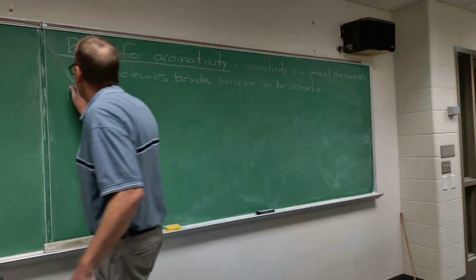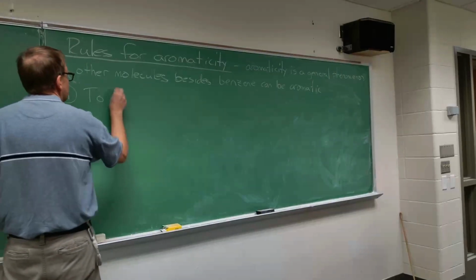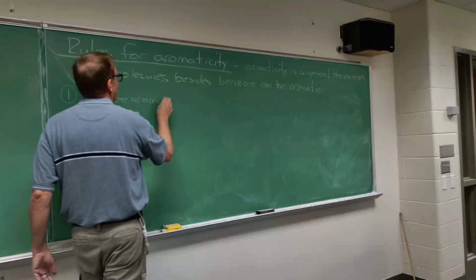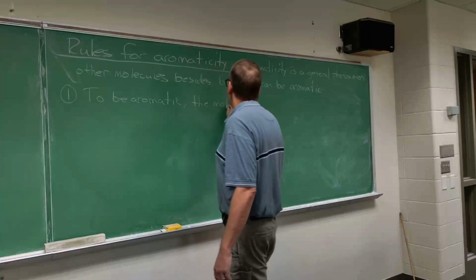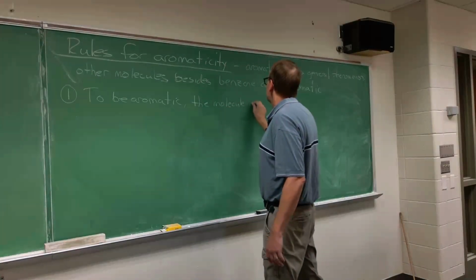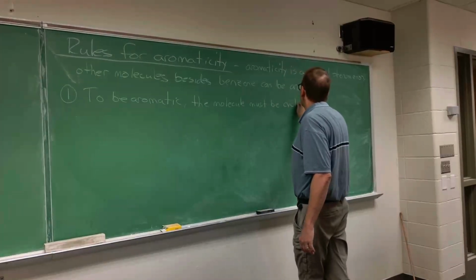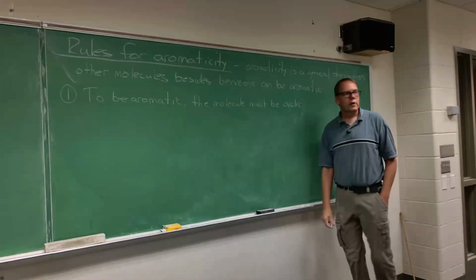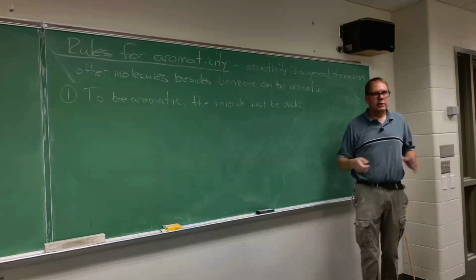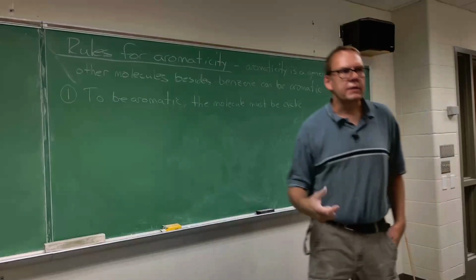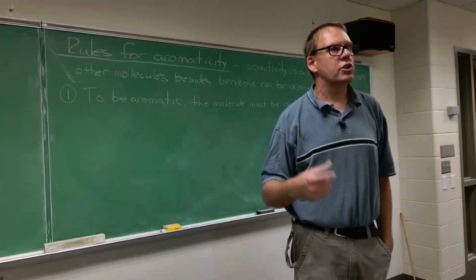So rule number one, it has to be a ring. To be aromatic, the molecule must be cyclic. It's a really important feature. If the molecule isn't a ring, it can't be aromatic. It's got to be tied into a ring so that you mimic benzene's circular structure with its overlapping p orbitals and electrons shared in a circle.